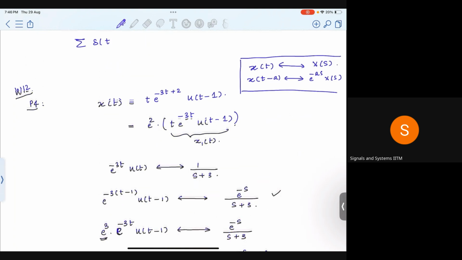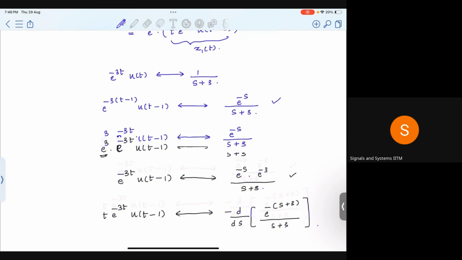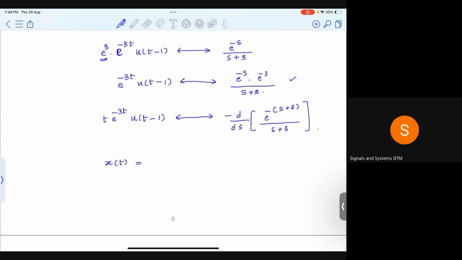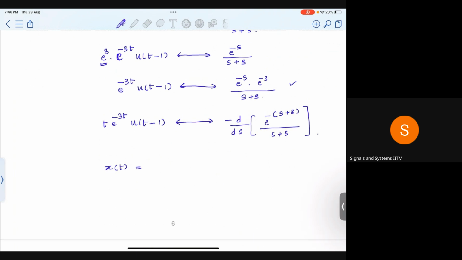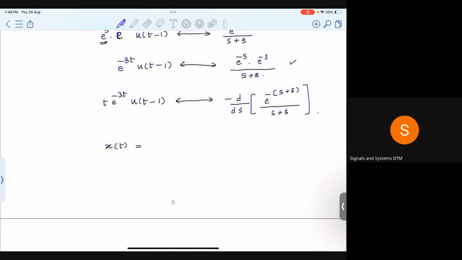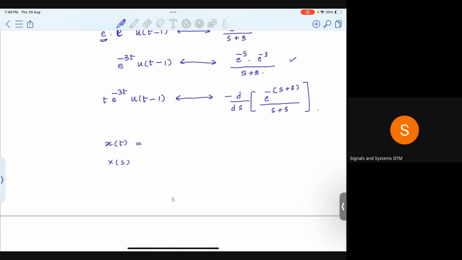Do this, and then the transform of the actual signal x of t would be e square times x1 of s, where x1 of s is this term. Is that okay?